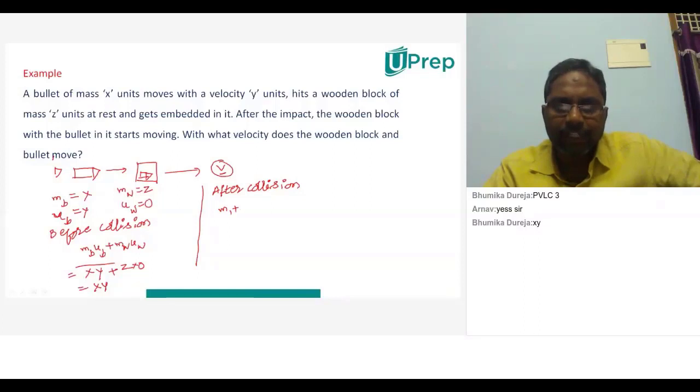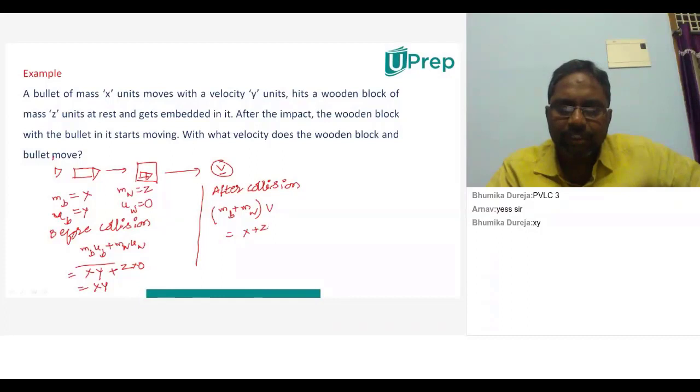What will be the total mass now after collision? Mass of the bullet plus mass of the wooden block. Are these both commonly moving with one velocity or not? And that common velocity we are taking as v. So after collision, total momentum will be mb plus mw into v. That means, can I write like this? mb means x plus mw means z into v. Is it right, Arnav? Yes, sir. X plus z into v.